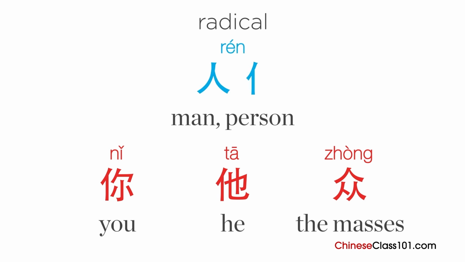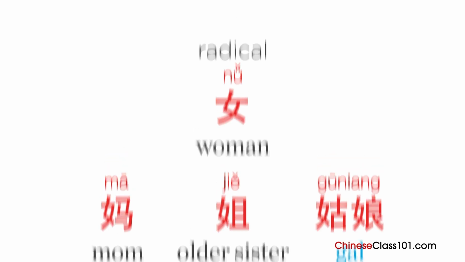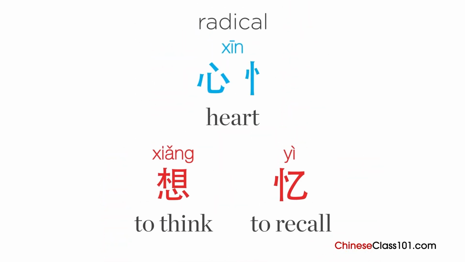人 or its variation means man or person. It's present in words like 你, you, 他, he, 众, the masses. 女 meaning woman. It's in words like 妈, mom, 姐, older sister, 姑娘, girl. 心 or its variation means heart, 想, to think, 意, to recall.